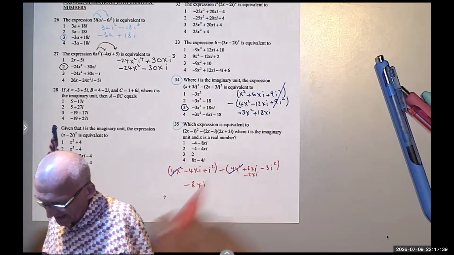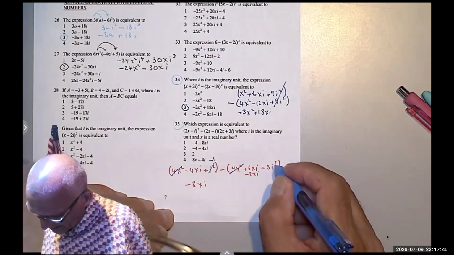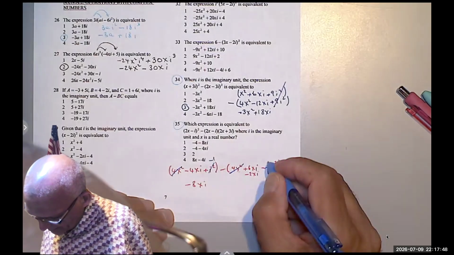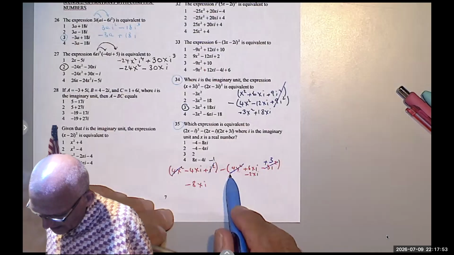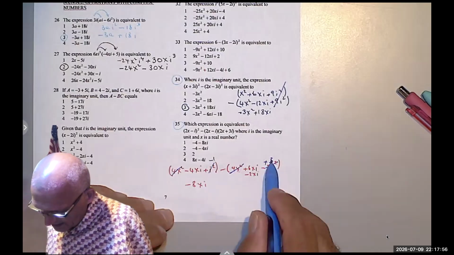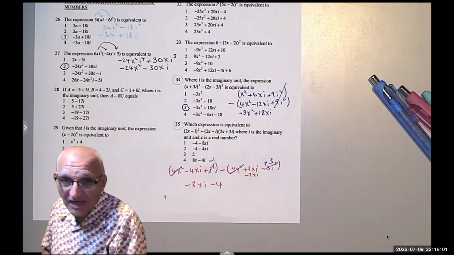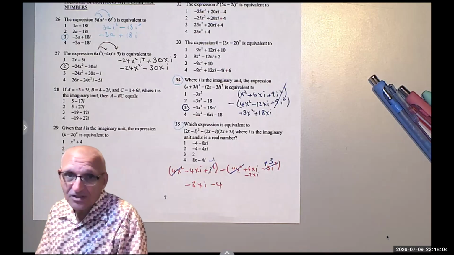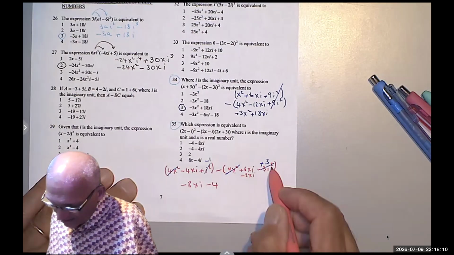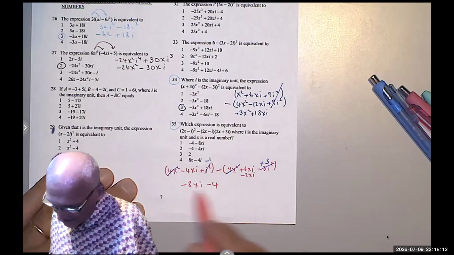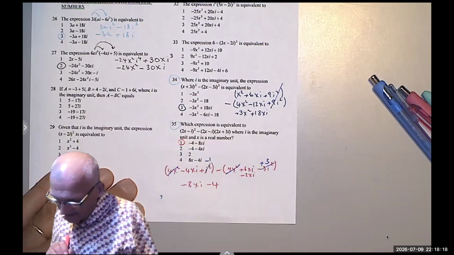i squared is negative 1. Negative 3i squared is negative 1 times negative 3, which is positive 3. So you get negative 1 minus 3 is negative 4. Be careful with the i squared and negative i squared. Negative i squared is positive 1. So negative 3 times negative 1 is positive 3. So this one is number 1, right? Yeah, number 1, negative 4 and negative 8xi.